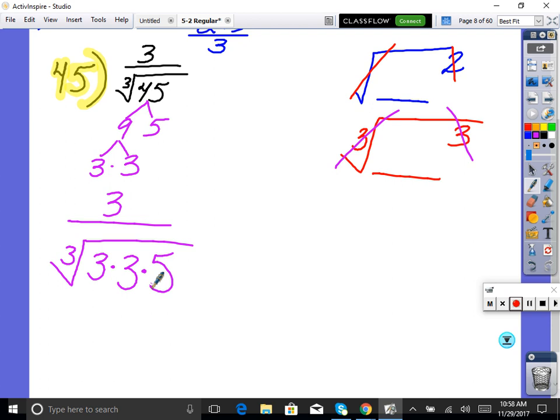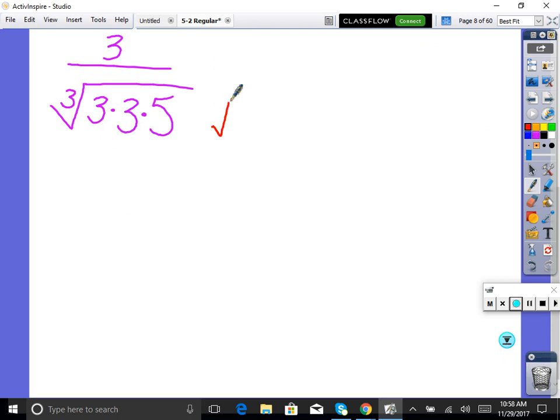So we're going to say, okay, we have 2 3s. How many 3s do we need to make it 3 cubed? We need 3 total, correct? So when I go to rationalize my denominator, how many more 3s am I going to need? There's 2 already. We need 1 more 3. Okay, good. Now we have 1 5. We need it to be 5 cubed. So how many more 5s? 2 more. So if you do that to the bottom, you've got to do it to the top.